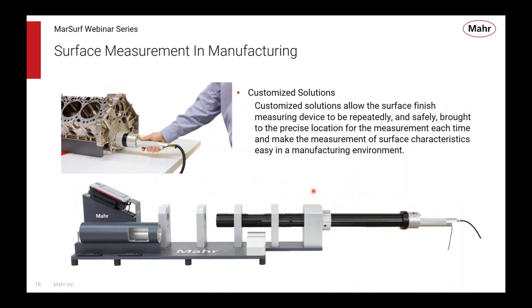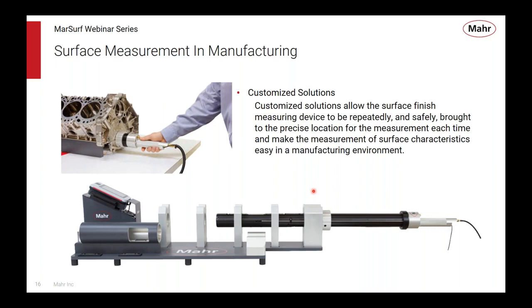And finally, when we talk about production and high volume production, we offer a lot of solutions that do things like this. This is one example out of dozens I could have thrown in here, but these customized solutions basically all have one thing in common. They protect the surface finish measuring device and make sure that it's brought to exactly the right place where you want to make the measurement. Then it comes out of its protection, makes the measurement, goes back inside and allows you to move it to the next location to be measured.